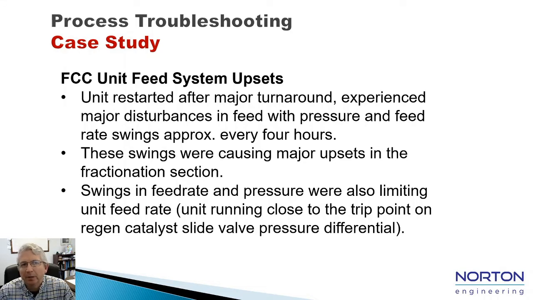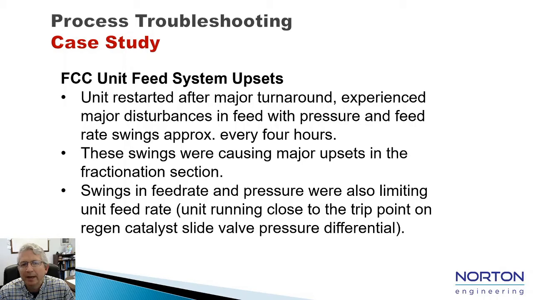In this particular feed system, the FCC unit, which is a fluid catalytic cracker unit found in most refineries around the world, the unit had been restarted after a major turnaround. And as it was starting up, about a day after startup, the unit was experiencing major disturbances in the feed, with the pressure and the feed rate swinging rapidly and out of control, and it was happening about every 4 hours. These swings were causing major upsets in the fractionation section as feed was being rocked around in the feed system and then into the reactor, and then from the reactor into the fractionation section.